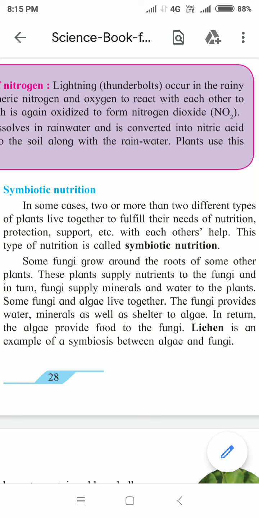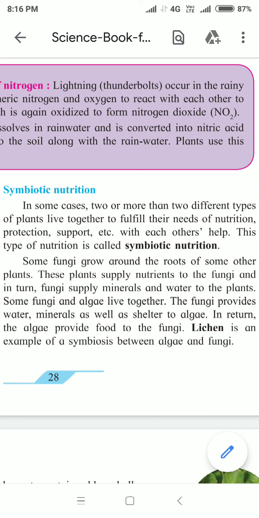See dear students, in some cases two or more different types of plants live together to fulfill their needs of nutrition. Means they depend on each other, for protection and support. With each other's help, this type of nutrition is called symbiotic nutrition. You may have seen a lot of plants in our surroundings that take support of each other. Sometimes creepers get wound around another big tree, so they are taking support of each other.